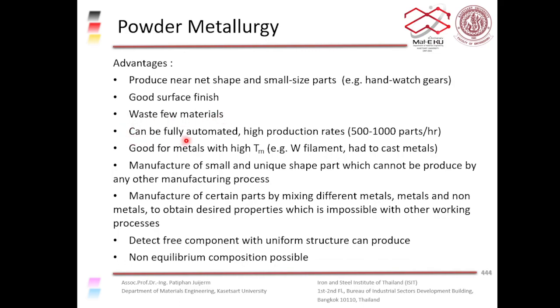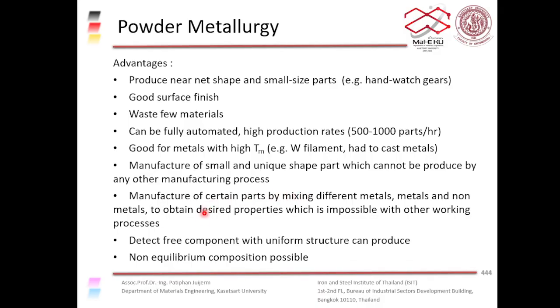It can be fully automated, and you can have high production rates of 500 to 1,000 parts per hour. That's quite good, quite high. It's good for metals with a high melting point, like tungsten filaments, hard to cast metals. Not hard to cast, right? There's an R missing there. Hard to cast metals. It can be used to manufacture a small and unique shape part, which cannot be produced by any other manufacturing process.